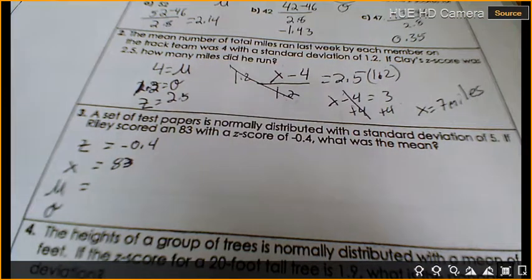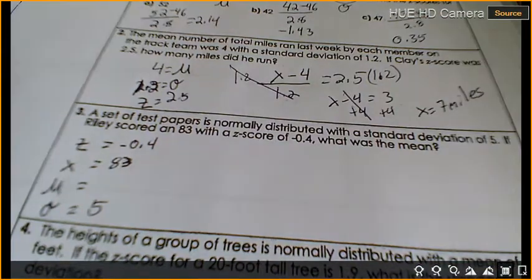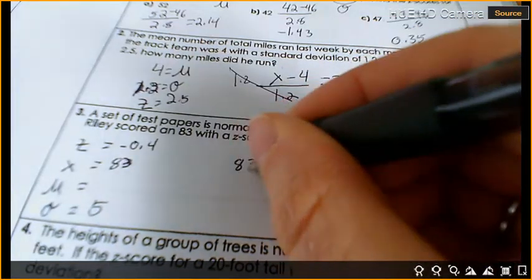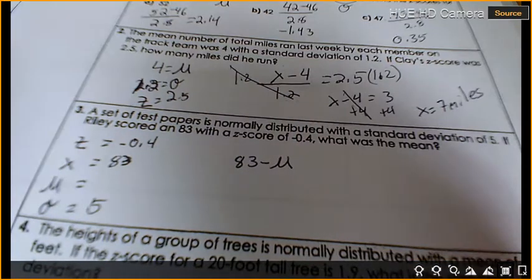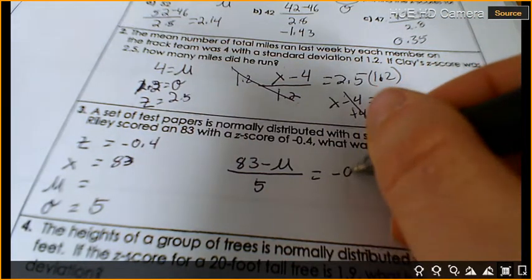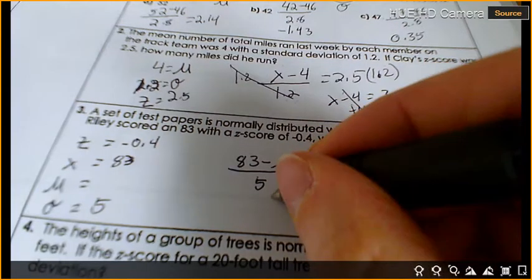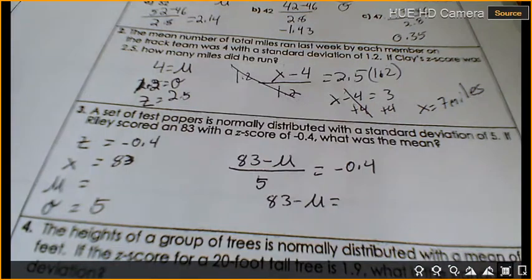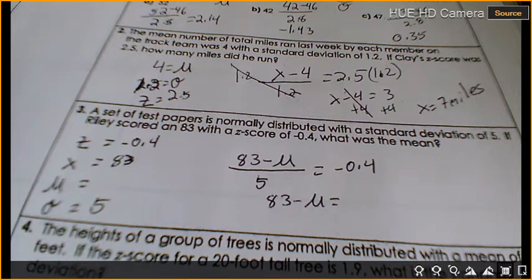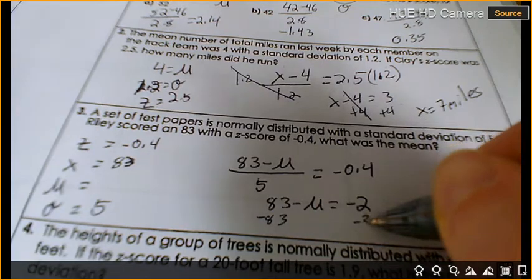Do we have the mean? No. Okay. Do we have the standard deviation? Yes. What's the standard deviation? 5. Okay. Now I'm going to plug this in. I've got 83 minus mu, we don't know, or you could put x down, it's fine, all over the standard deviation 5 equals negative 0.4. So the first thing I'm going to do is multiply both sides by 5, and I get 83 minus mu equals negative 0.4 times 5, which gives me negative 2. Then I'm going to subtract 83 from both sides.